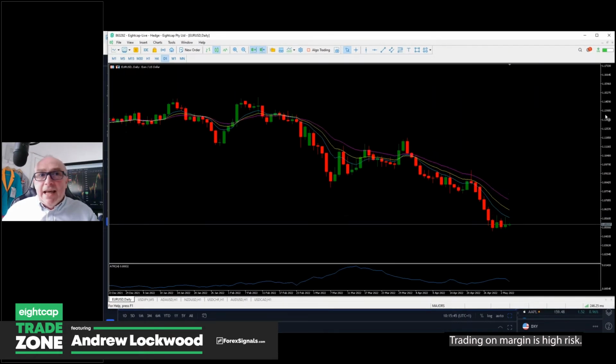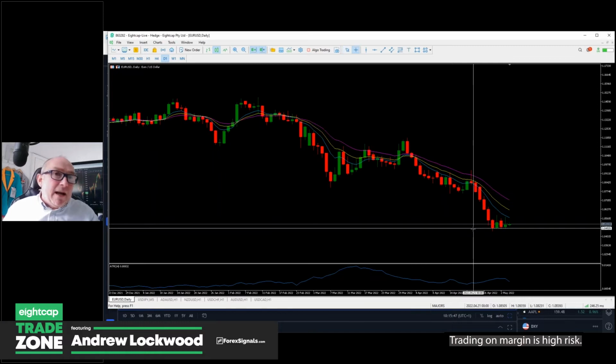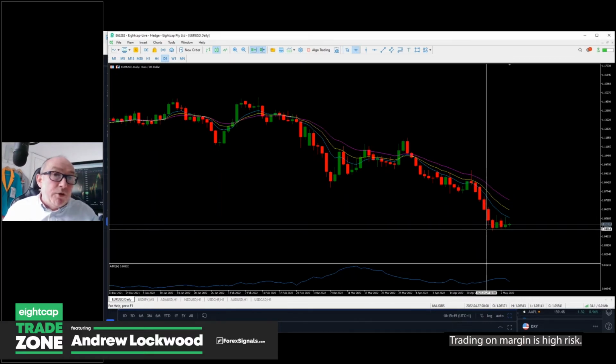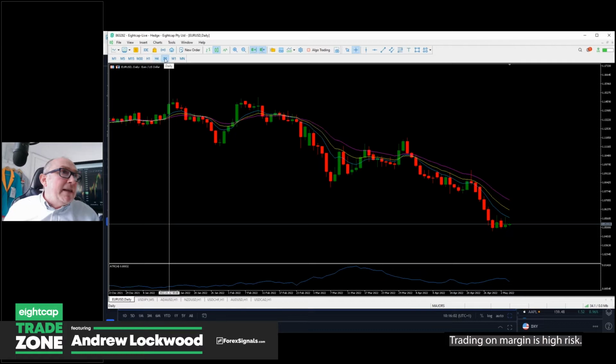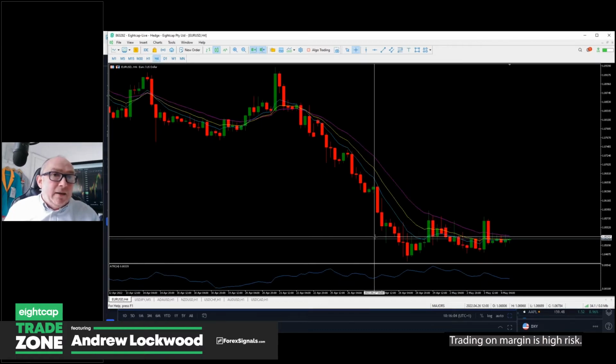This is the daily. You can see here we're coming into this support, I should say, at the same correlation between bond yields and the DXY, the dollar index, because the euro makes up about two-thirds of the dollar index. I'll be looking to buy this on any bounce in here at the moment.